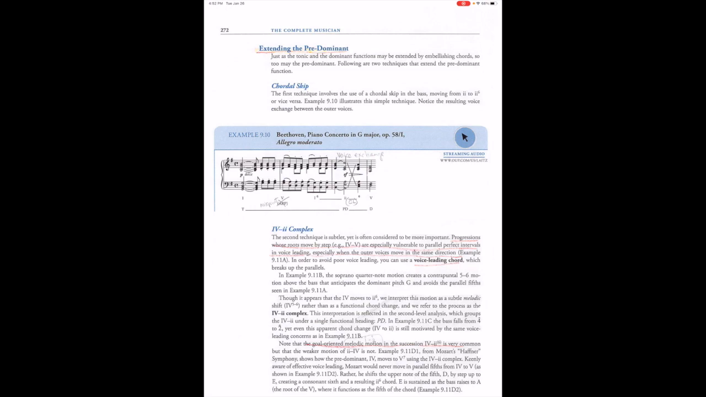A chordal skip means that you don't change your harmony, you just change the inversion. Okay, so here's a root position, here's the first inversion, and here's the second inversion of a triad. So that's an easy way to do it. You can even revoice. So in this Beethoven example, listen to this.